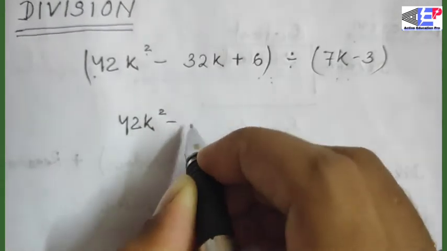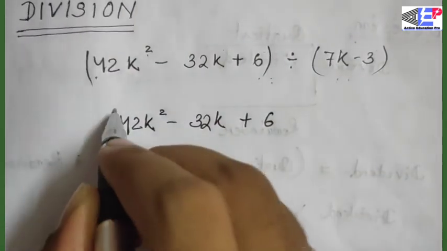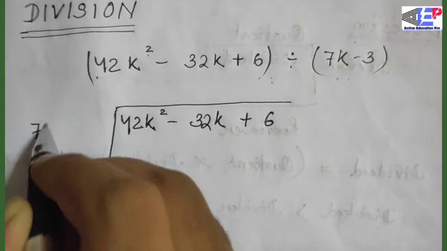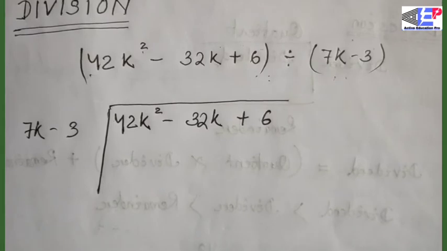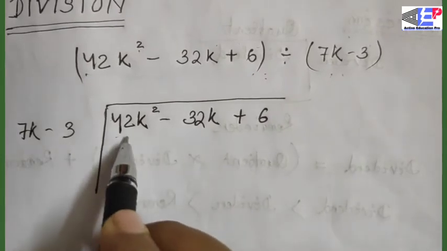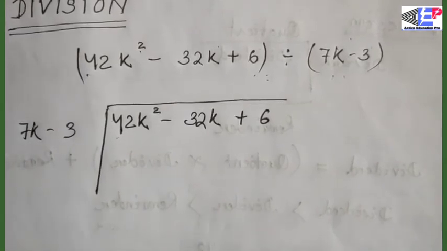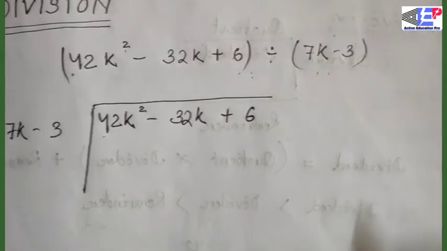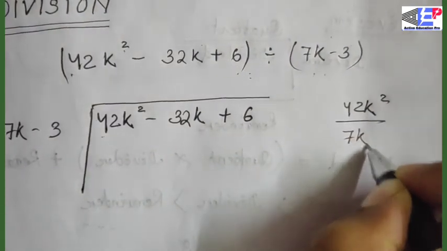42k square minus 32k plus 6 is to be divided by 7k minus 3. In division, first focus on the first term of the divisor and the dividend. Here the first term is 42k square, and in this divisor the first term is 7k. First divide the first term 42k square by 7k. Here 42k square divided by 7k.